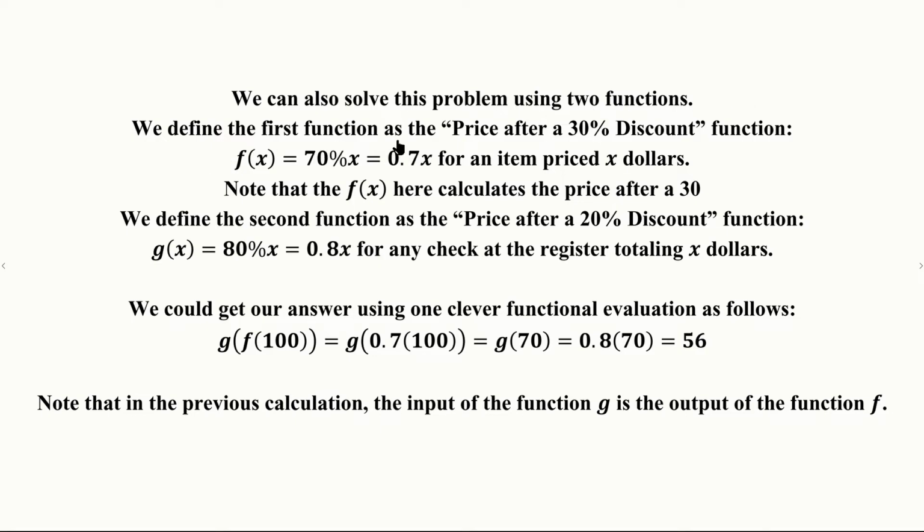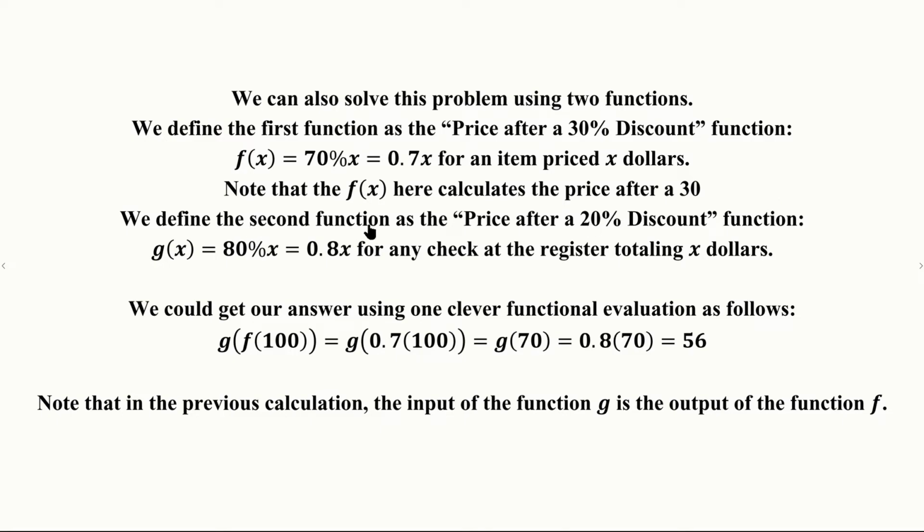We define the first function as the price after 30% discount function. So f of x is what? When you reduce something by 30%, you actually have to pay 70%, right? So the first function we define is f of x equals 70% of x, where x is the price of the item, right? If you simplify it, 70% is the same as 0.7x. Note that f of x here calculates the price after a 30% discount.